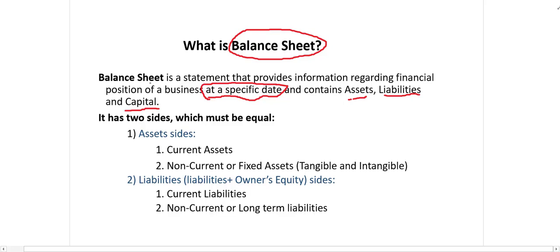So this can be called what? The balance sheet. Once again, what is a balance sheet? A balance sheet is a statement which provides information regarding the financial position of a business at a specific date, and it includes assets, liabilities and capital.